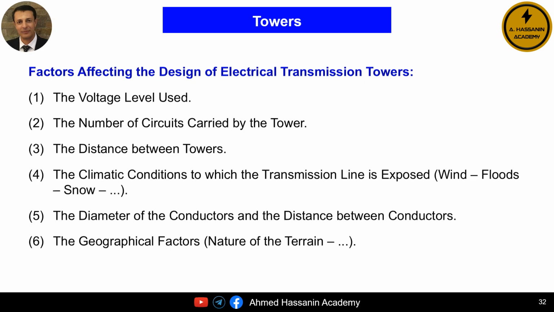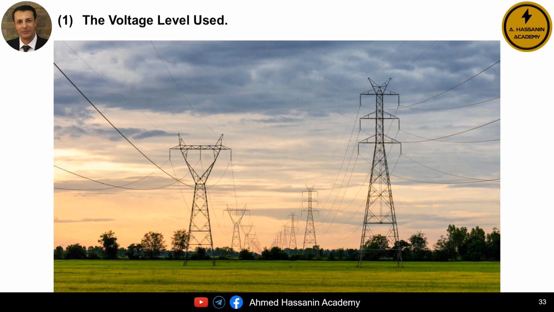In other words, we must understand that the design of towers for overhead transmission lines is based on several different factors, which are: first, the rated voltage level. Of course, the design of a tower for an overhead transmission line with a voltage level of 66 kilovolts will definitely differ from the design of a tower for a line with a voltage level of 220 kilovolts or 500 kilovolts.